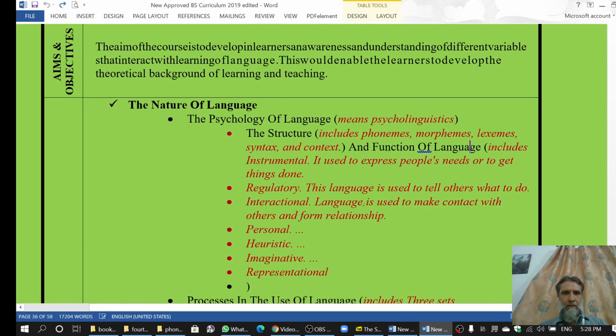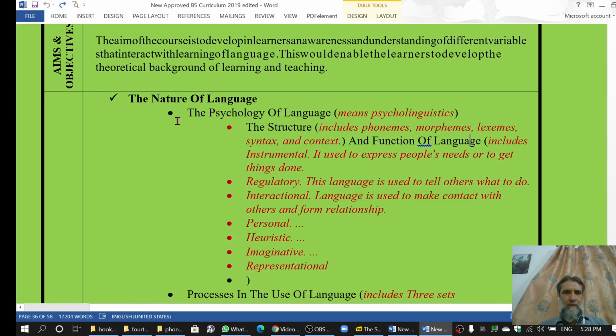If you take a look at your course contents, your syllabus, in the first lecture, we covered this area in the nature of language, the psychology of language, which means psycholinguistics. So in the first lecture, we defined what is meant by psychology of language. And we defined what is psycholinguistics. We said that it is the combination of psychology and linguistics.